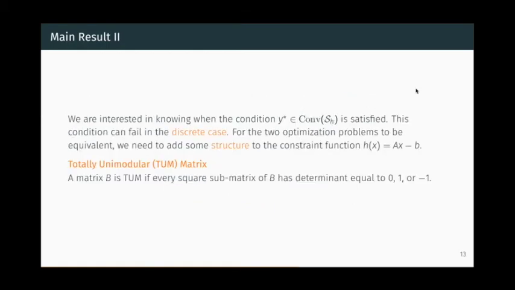So we're interested in knowing when the condition of the theorem is satisfied. Well, it turns out that this condition fails often, and it fails in the discrete case, which is the case we're studying right now. So what we concluded is for it to hold, we need to add some additional structure on the constraint function h, and in particular, structure on the matrix A. So a sufficient condition is for A to be totally unimodular. And the definition is here, and a matrix is totally unimodular if the determinant of all of its square submatrices is equal to 0, 1, or minus 1.